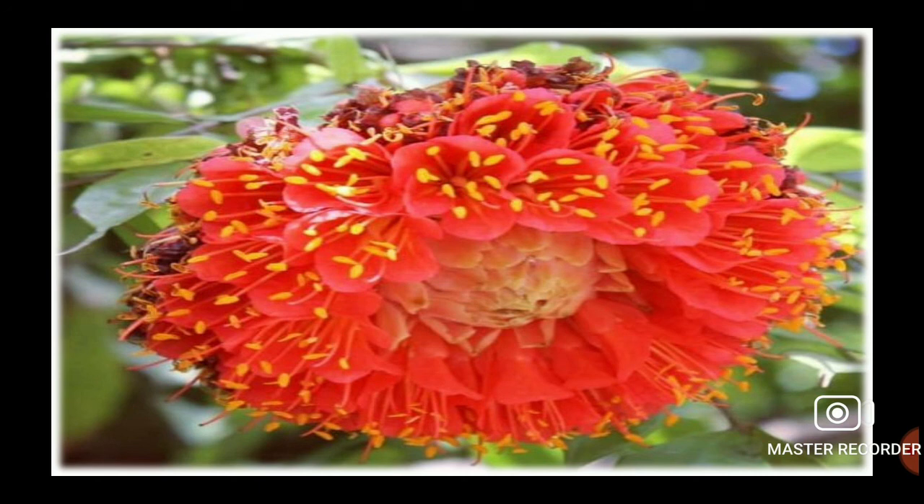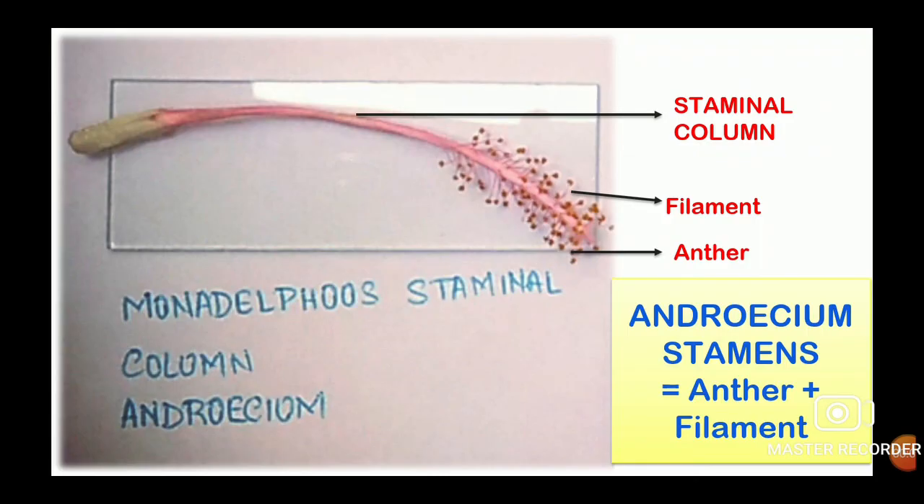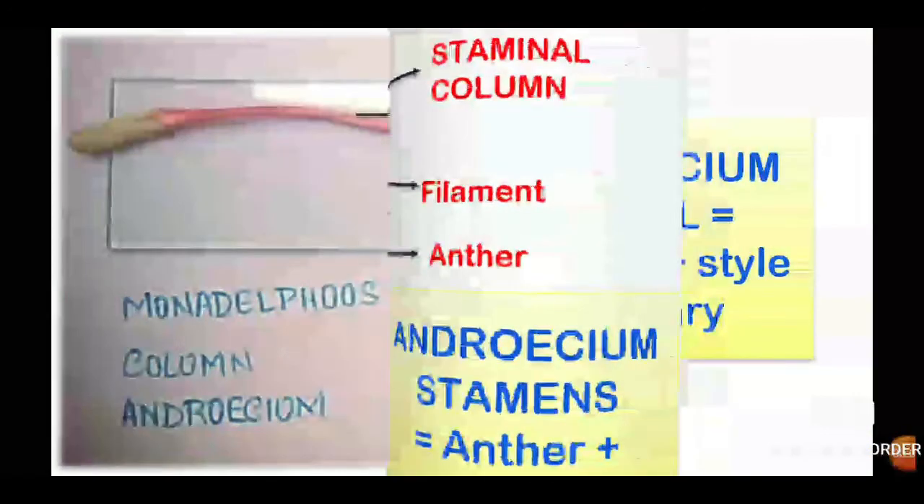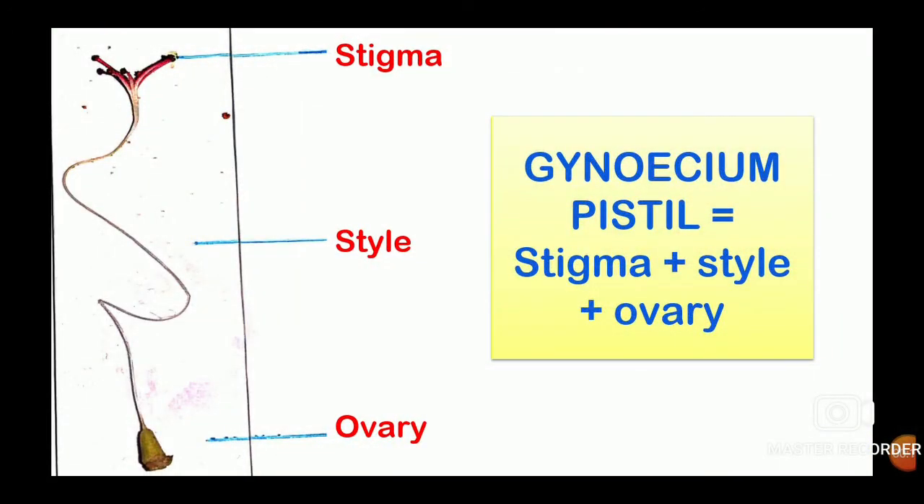So yes, all flowers have the basic structures, but some flowers only have the stamens or the androecium, while other flowers only have the gynoecium. For example, in pumpkin, we see that some pumpkin flowers will have the gynoecium, while other pumpkin flowers will have androecium. But in most flowers, we find that androecium and gynoecium are both present.